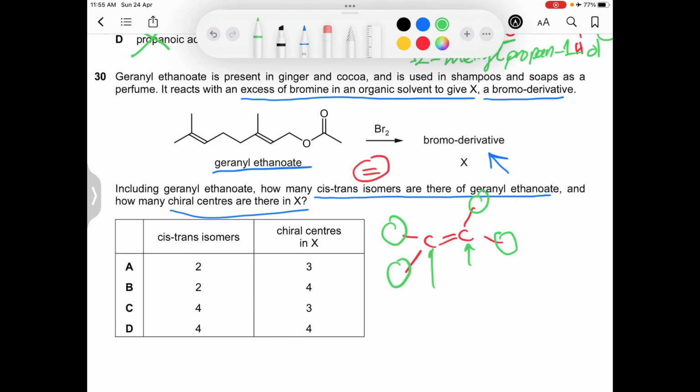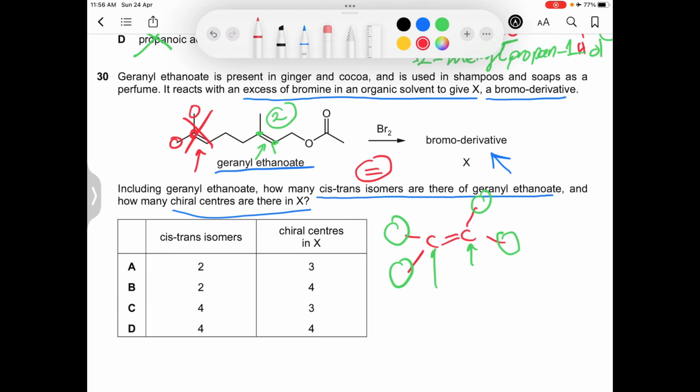So if you look at this one here, you notice that we have, yes, this bond has different groups, so you could have cis and trans, so you have two geometrical isomers. And if you look at this, you notice that this carbon is bonded to two identical groups, so we don't have cis and trans in this case. So the only possible number is 2. We can cancel C and D, so we could have A or B.